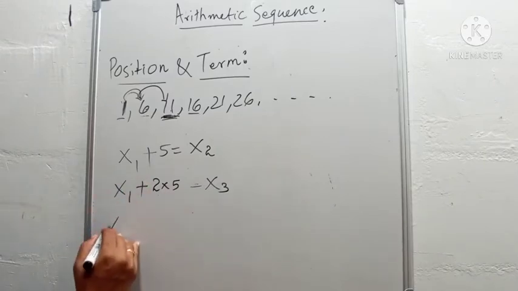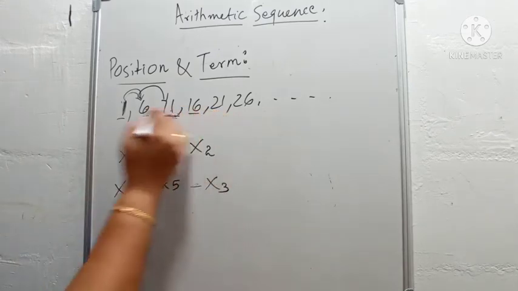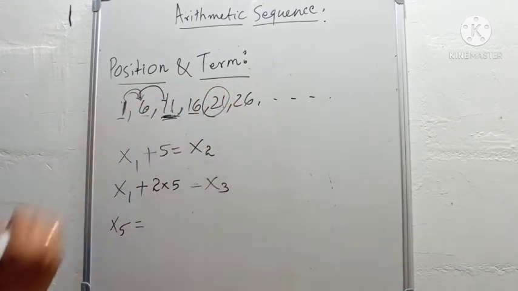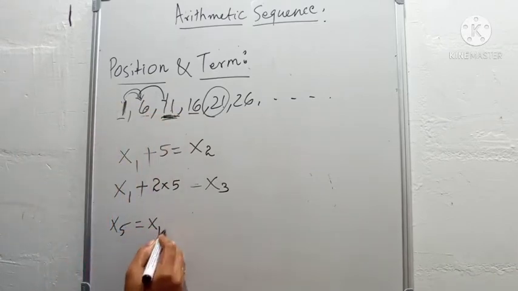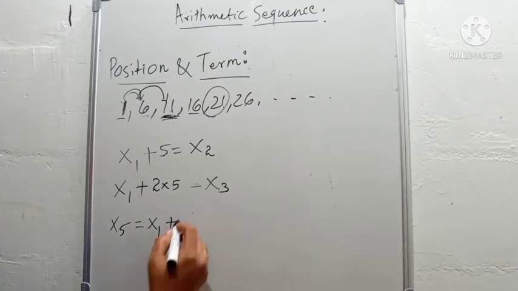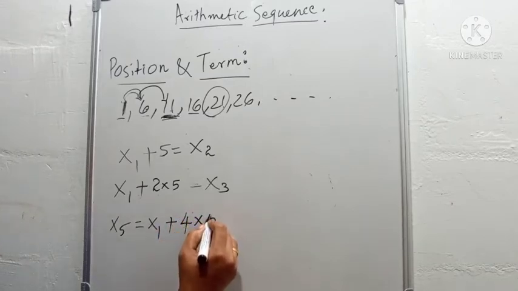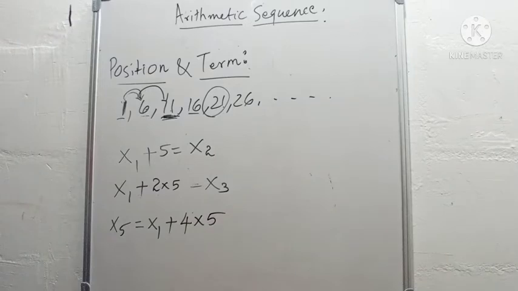Then what about x5? x5, which one is x5? This term, right? That is x1, first term, plus how many times the common difference? That is 4 times the common difference. That is, x5, the fifth term, is first term plus 4 times the common difference.